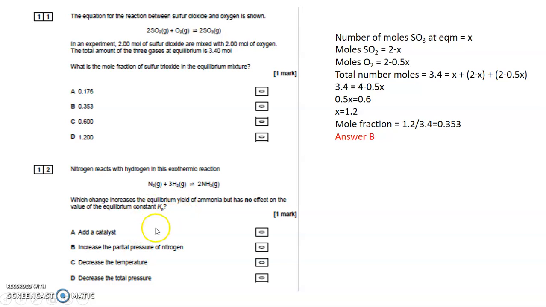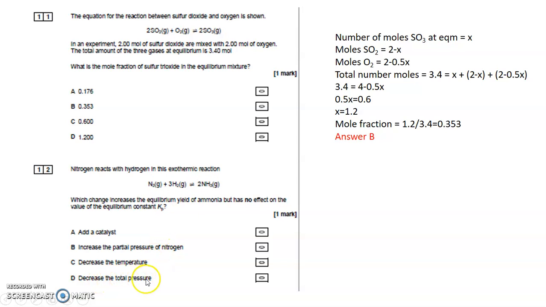Changing the equilibrium yield, well, a catalyst won't work, so I can rule that one out. A catalyst speeds up the forward and the backward reaction by an equal amount. It's not going to increase the yield of one substance over another in the equilibrium mixture, so it's not A either. It's either B or D. Increase the partial pressure of nitrogen. If you increase the partial pressure of nitrogen, by Le Chatelier's principle, it will try and reduce the partial pressure of nitrogen by reacting some of it away and making more ammonia. So your answer is B.